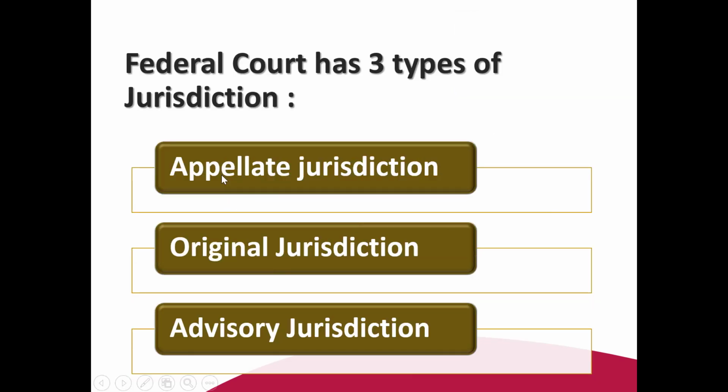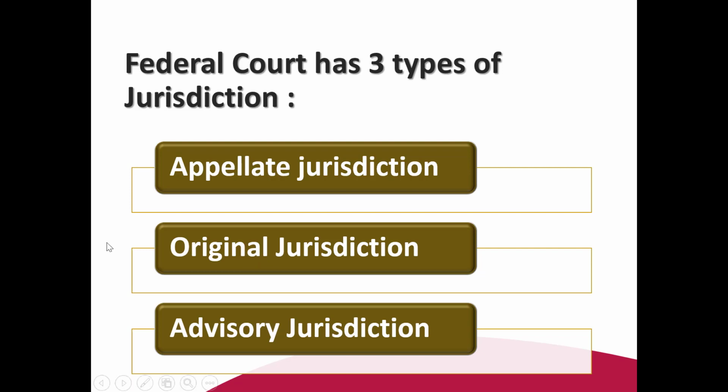To sum up, there are three types of jurisdiction of the federal court. One is appellate jurisdiction, bidang kuasa rayuan, where the federal court will make the final decision for the appeals made from the lower courts. That is, the cases which have been brought up to the court of appeal, but the parties were not satisfied with the judgment or maybe on certain matters. Therefore, the federal court will make the final decision for the case.